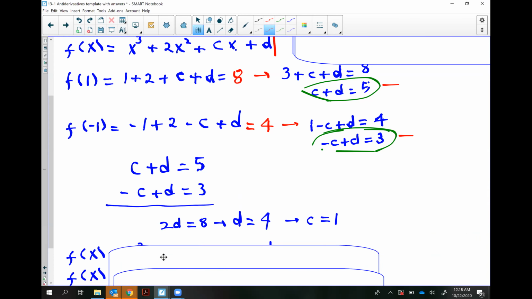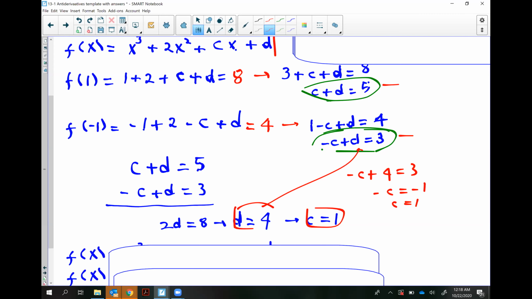Now that we have that, we can also go back and figure out what c is. If d is equal to 4, go into either equation, say over here, and plug in d is equal to 4, and you're going to have negative c plus 4 is equal to 3. Subtract 4 from both sides. Negative c is equal to 3 minus 4, or negative 1, and multiply both sides by negative 1, c is equal to 1. So now we got the other constant.